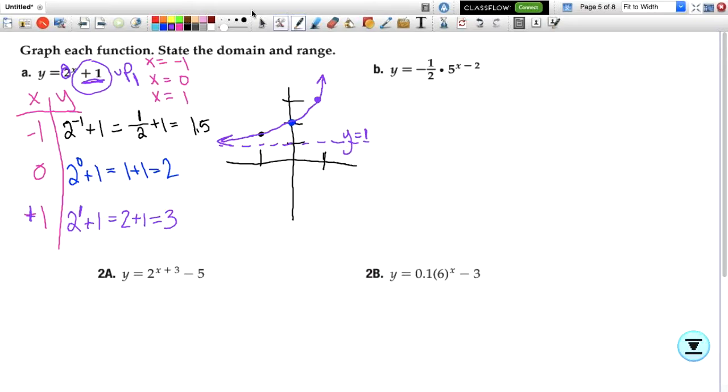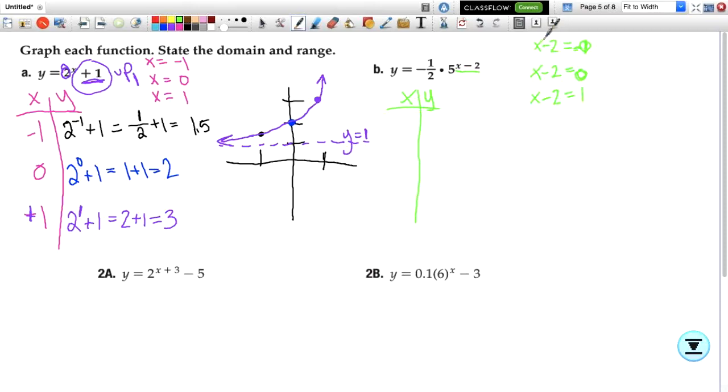So let's take a look at one that's a little bit different. Over here, my first step we just talked about is we're going to make an XY table. We have to find 3 x values that are going to make sense here to give us the -1, the 0, and the +1. So I take my entire exponent, x minus 2, and I'm going to set it equal to 0. I should have done this first up top. We'll make this one -1, then 0, and then +1.